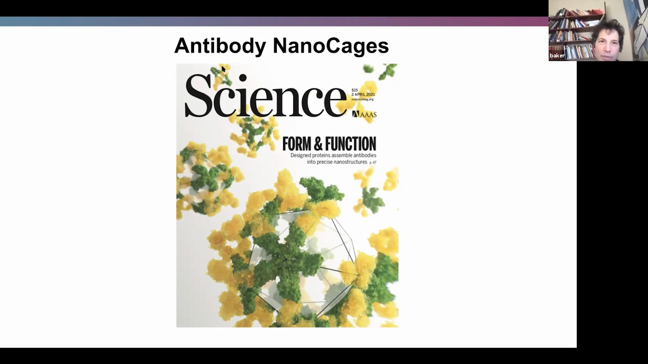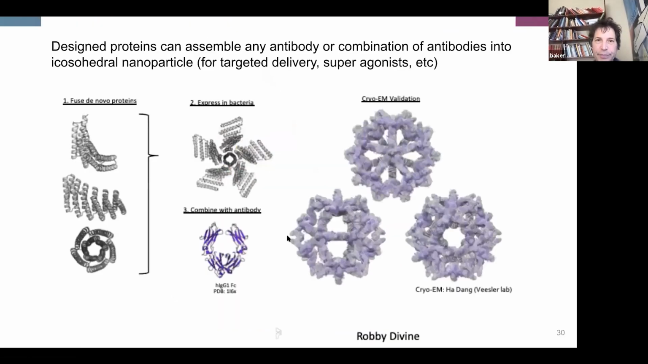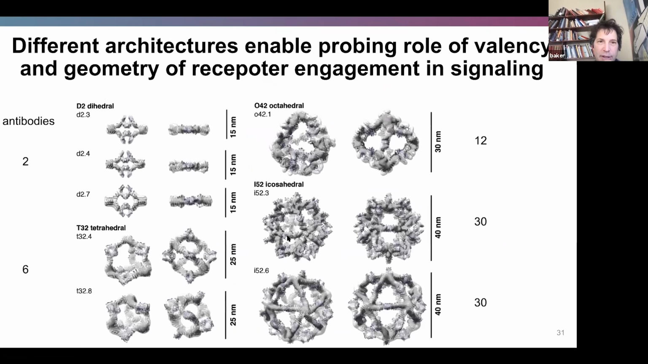And we made things with many different symmetries. Here's a dihedral version with 2 antibodies. This one I think is, I can't see whether it's cubic or tetrahedral. By changing the arrangement of these arms and how they interact with the antibody, we could make things that form different types of nanomaterials. And here's a list of them all.